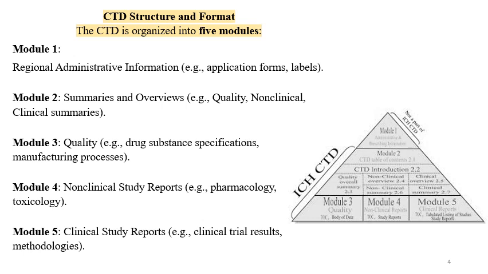Module 3 is for quality. So pharmaceutical development report will go in this module. Drug substance specifications, manufacturing processes, and other quality related documents will go into module 3. Module 4 contains non-clinical study reports like pharmacology and toxicology of the pharmaceutical product. Module 5 is for clinical study reports. It includes clinical trials results and methodologies. For generic formulations, the clinical studies are not performed. Only the bioequivalence studies are performed.